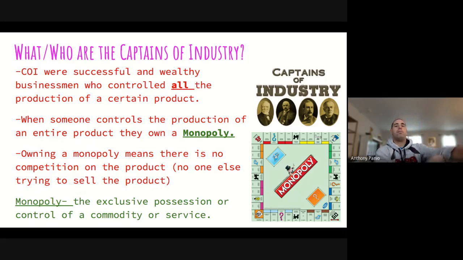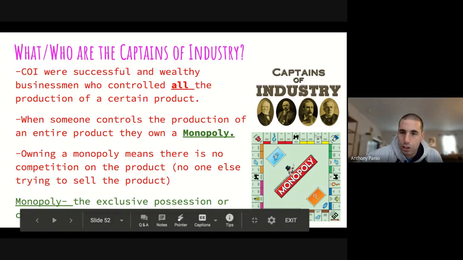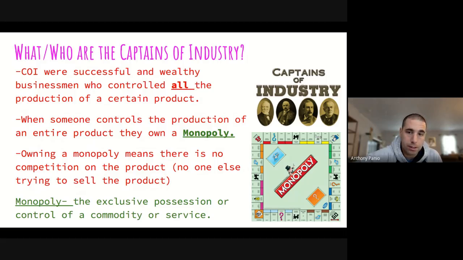Okay, so let's talk about why this is good and why this is bad. Owning a monopoly means that there is no competition on the product. That means no one else is trying to sell the product. So let's talk about how this can be good. If you are a monopoly owner, that is excellent, because if you're the only one selling that product, people need to buy it, and they need to go and buy it from you. And that means you're going to make a ton of money.